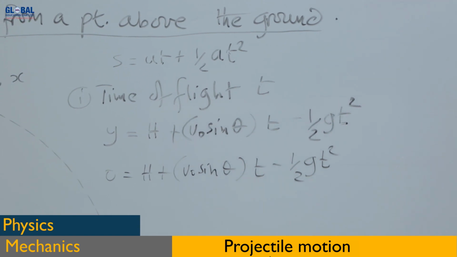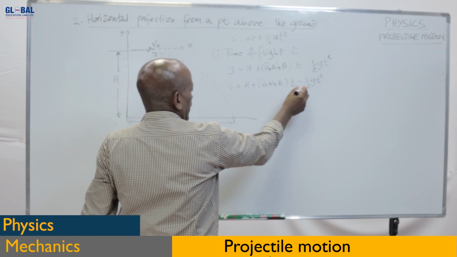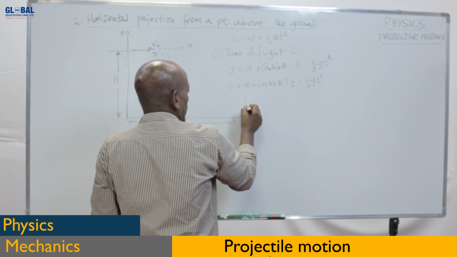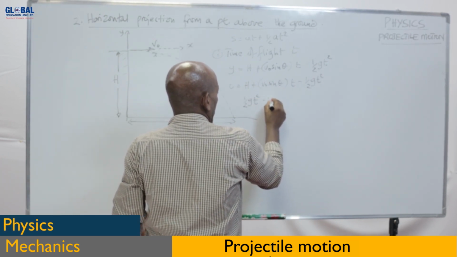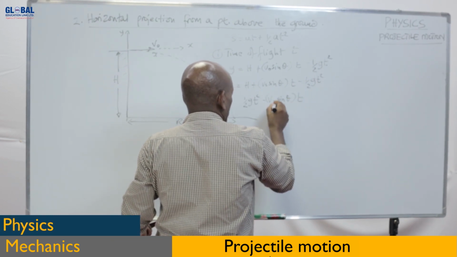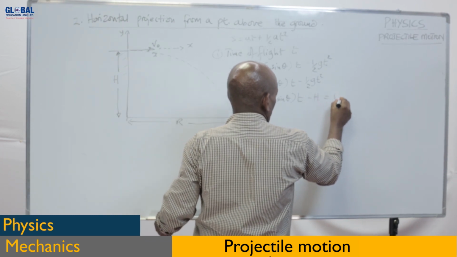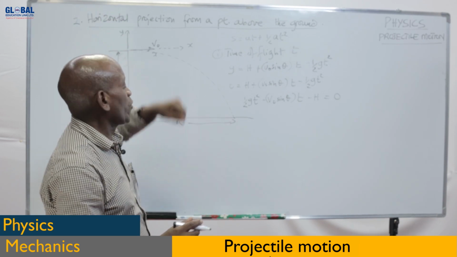Our interest is to determine the time t, the time of flight, so we can rearrange this expression to a half times gt squared minus v naught sin theta times t minus h, and the whole of this is equal to 0. Now from this expression, remember that this is the horizontal projection.